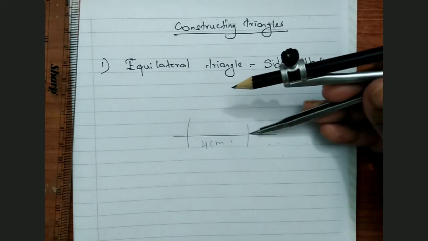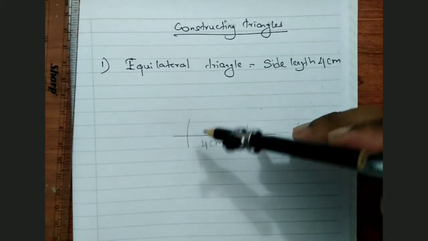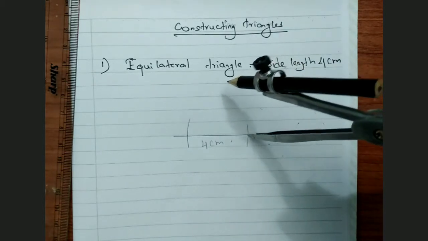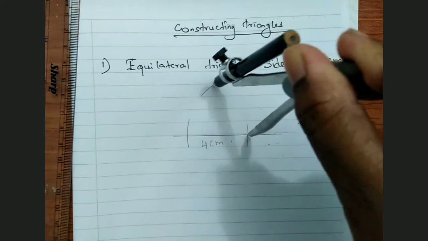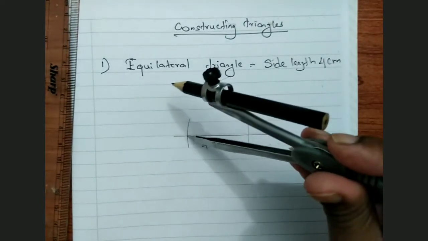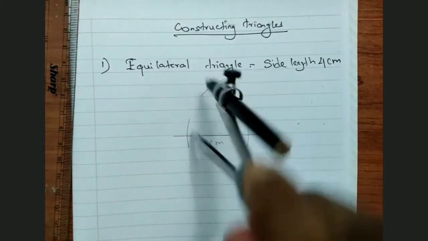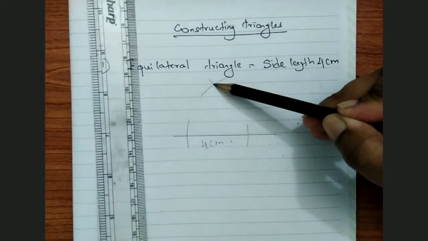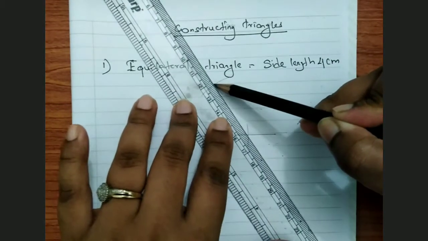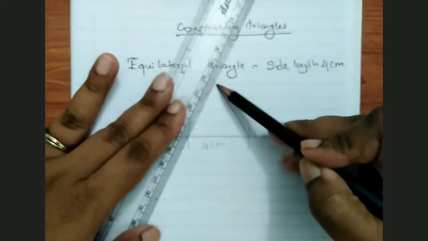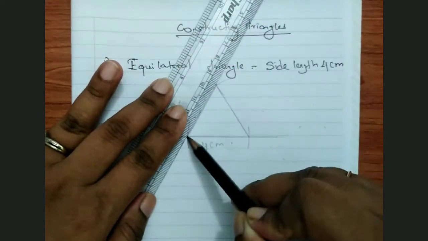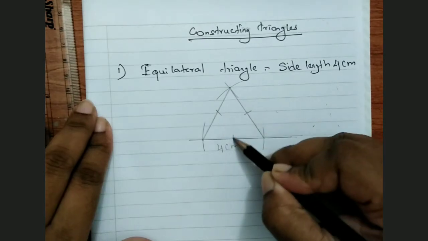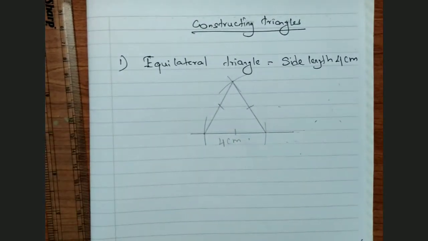So what do we have to do? We have to keep this on one point. Now this is going to be the vertex of the triangle. Am I right? So let's draw the arc from both the vertices. Okay. Now this is your third vertex point. Let's join all 3 points together. Now we have drawn an equilateral triangle with its side length as 4 centimeters.